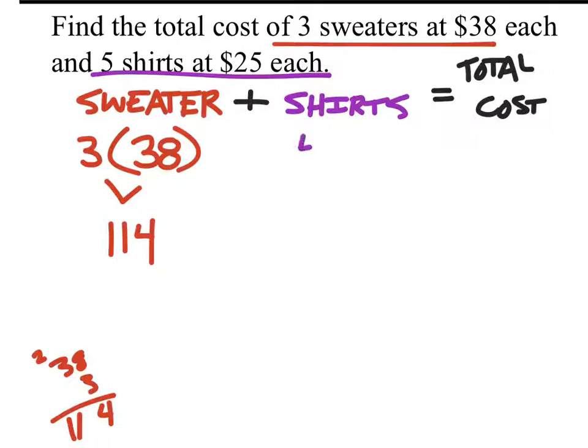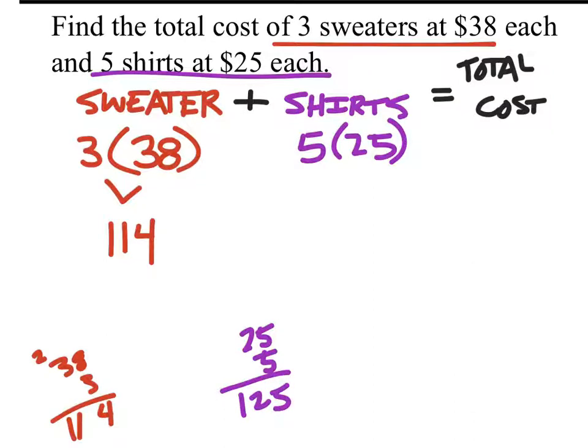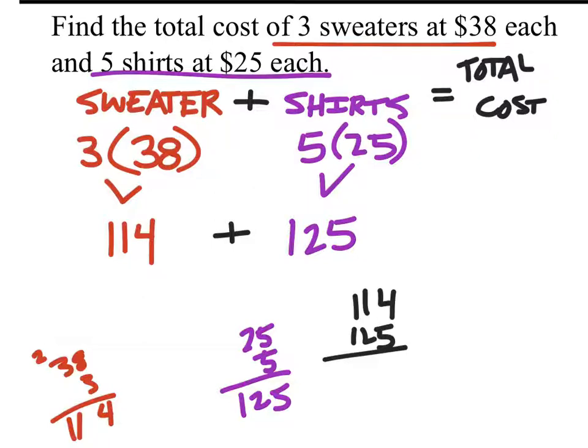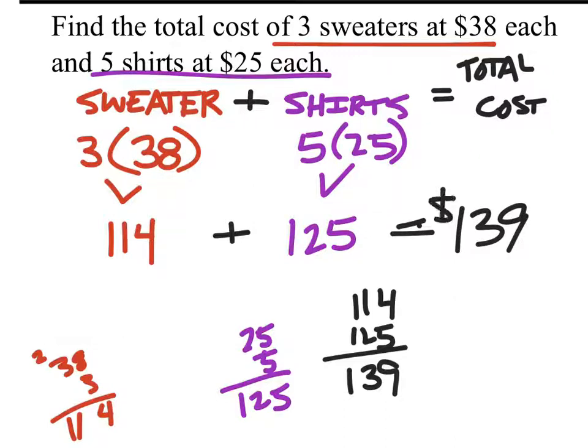But then the shirts, we're getting 5 of those at $25. So again, we'll do the multiplication down here. 5 times 25, 125. So the shirts just by themselves would have been $125. The total cost is the addition of both of these. So we can show that as well. 114 plus 125. So that'd be $139. So the total cost for this one, $139. Just don't forget to label it in dollars.